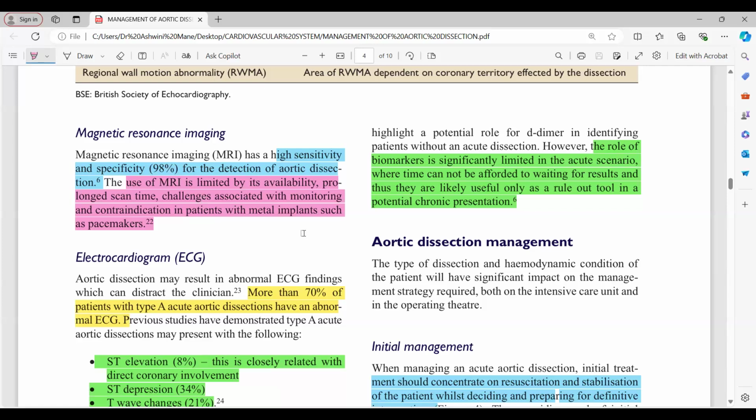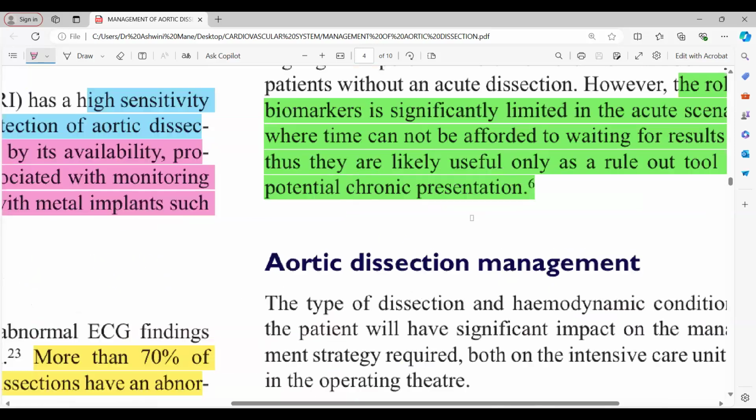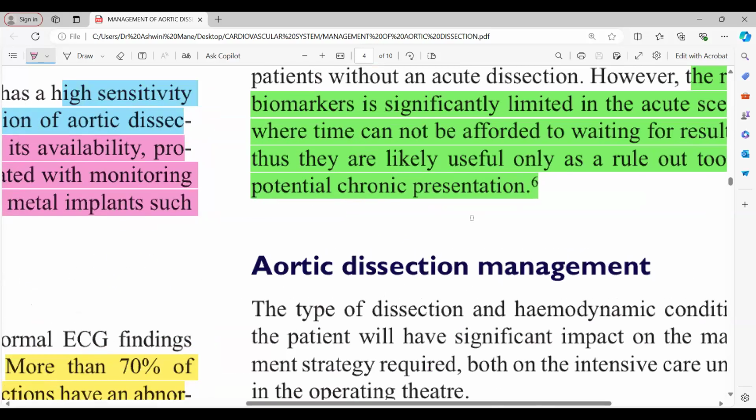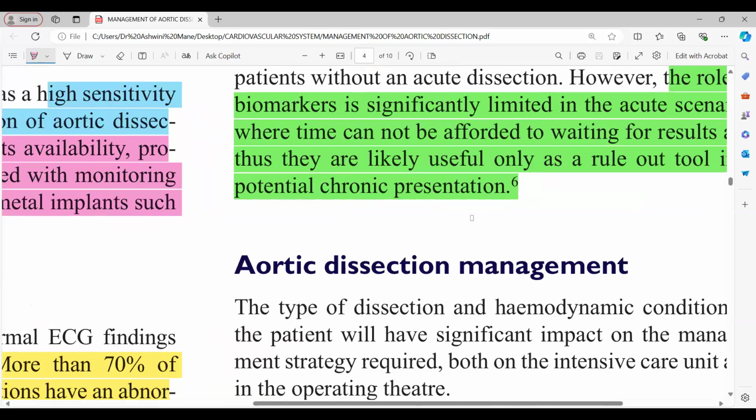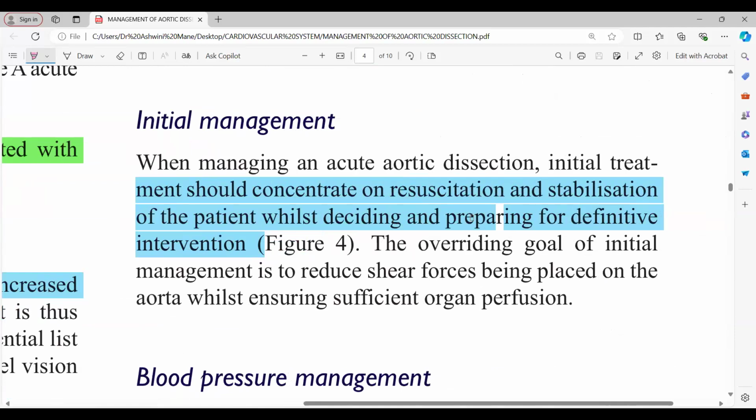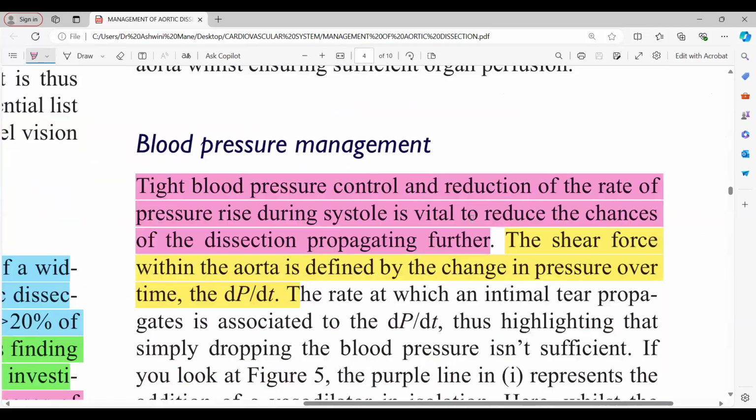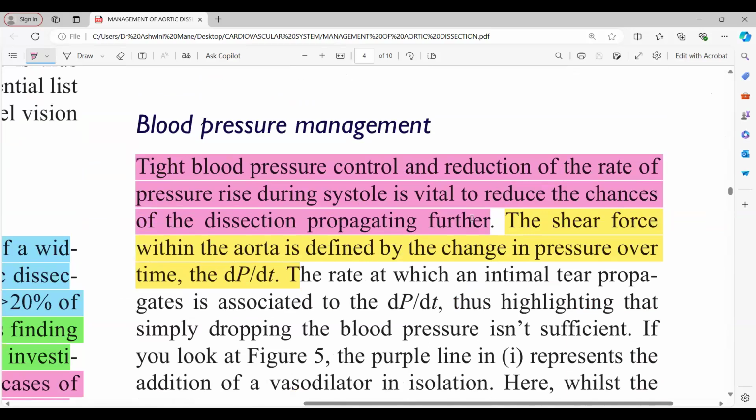Now regarding management of aortic dissection. So, initial management. When managing acute aortic dissection, the initial treatment should concentrate on resuscitation and stabilization of the patient while deciding and preparing for definitive intervention. Now regarding blood pressure management, tight blood pressure control and reduction of the rate of blood pressure rise during systole is vital to reduce the chance of the dissection propagating further.